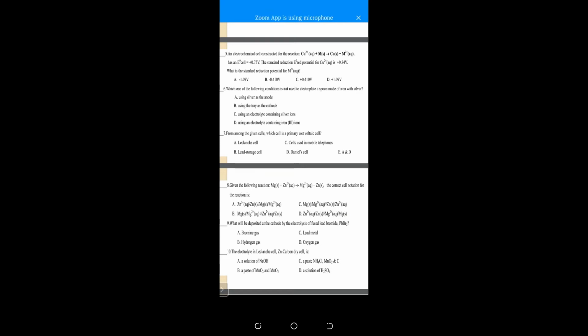The anode is the plating metal. The cathode is the plated metal, the article, the material to be plated. It is the cathode. And the electrolyte must be a salt of the plating metal.